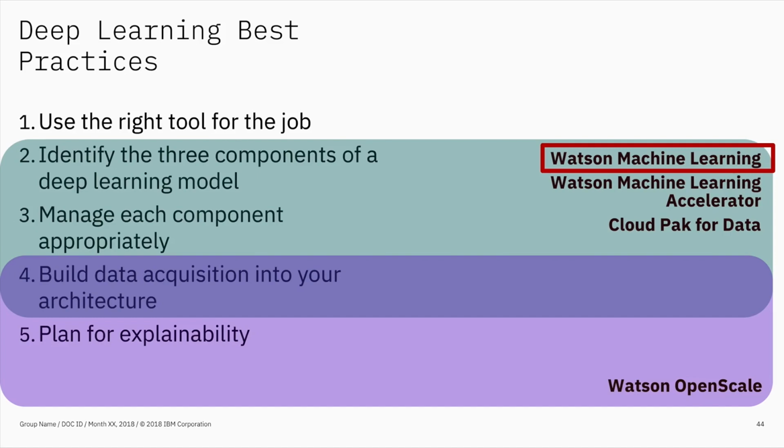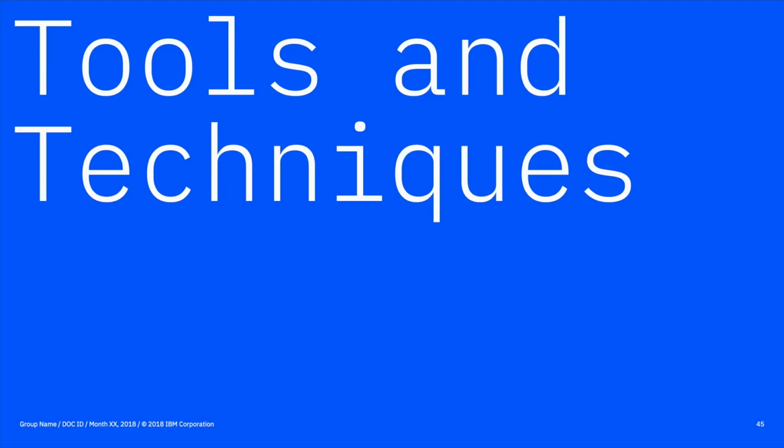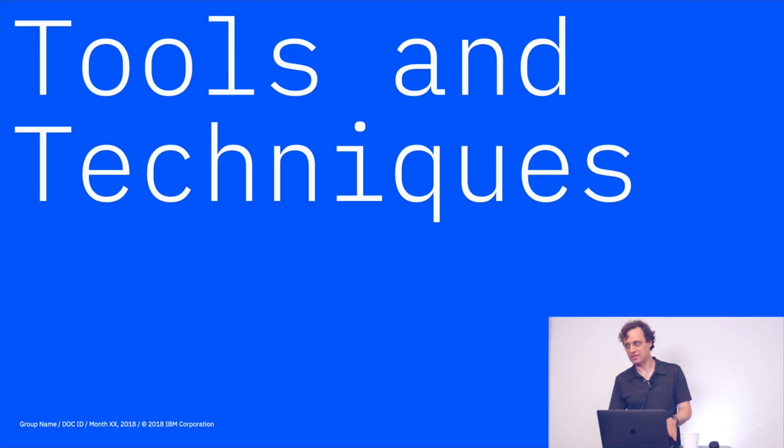So I'm going to show how we can use Watson Machine Learning to identify the three components of the model, to manage each appropriately, and also get a little bit into how deploying to WML allows you to build data acquisition into your architecture. So let's move on to the tools and techniques part.